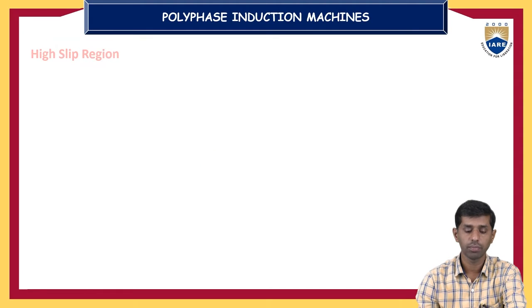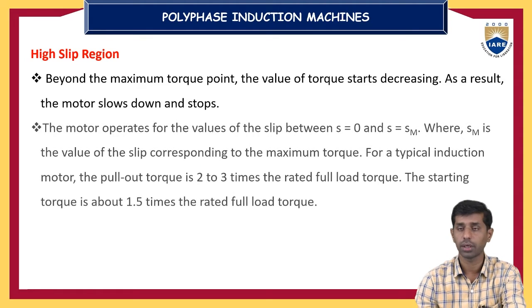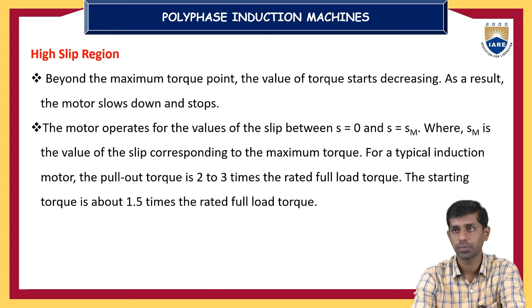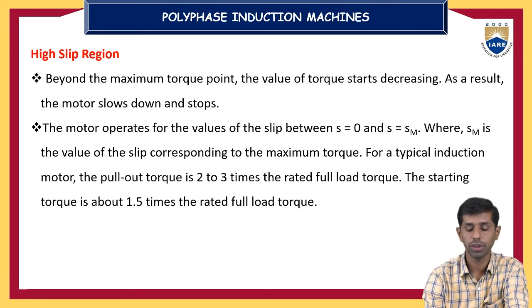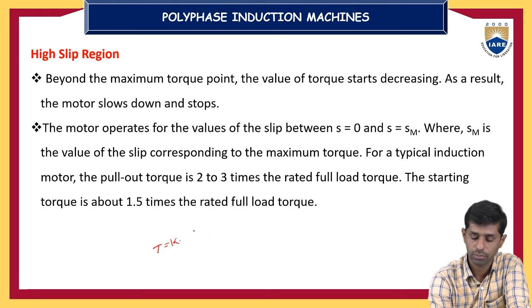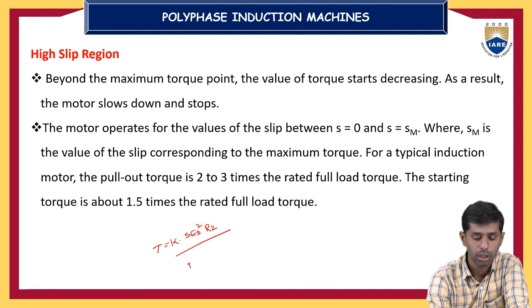Similarly, in the high slip region, the speed of the induction motor is very less. It means the slip of the induction motor is maximum. So when the slip is maximum, we have the relation torque equal to K times the constant into slip times the induced EMF square into R2 divided by R2 square plus, slip times the standstill reactance, whole square.